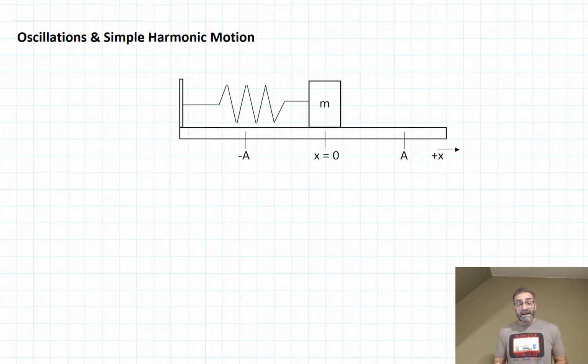Let's take a look more carefully at the governing equation here. It's Newton's second law. Because our object is only moving in the horizontal direction, the normal force equals the weight, they cancel out. Our net force is just the spring force acting on our box.